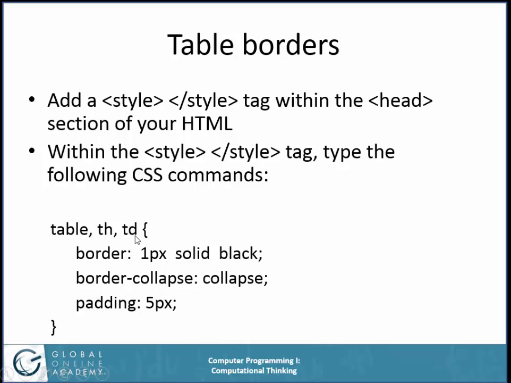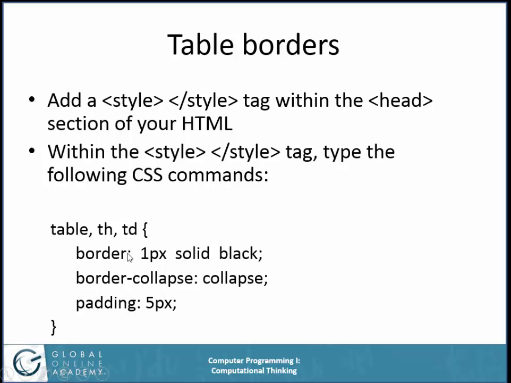Now, I'll explain what it means, but for now, just assume that you're going to copy and paste something like this. Within the style section, this says, any tag in your HTML for this page that's a table tag, or a table header tag, or a table data tag, apply all of the style information that goes from this opening brace to this closing brace. And I've got 3 style commands here. One is a border command, one is a border collapse command, and one is a padding command.